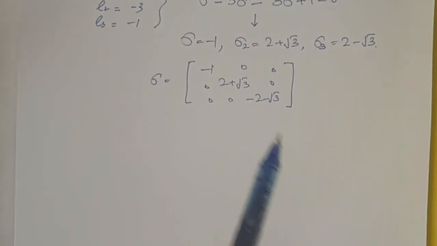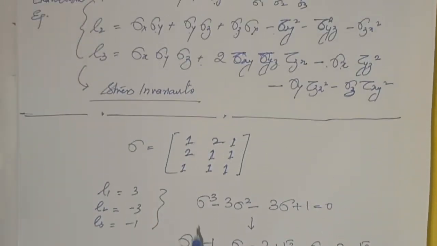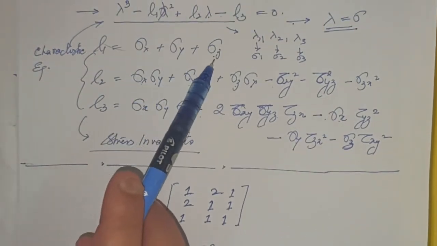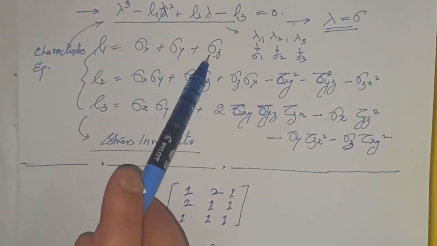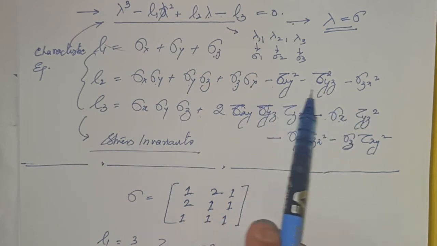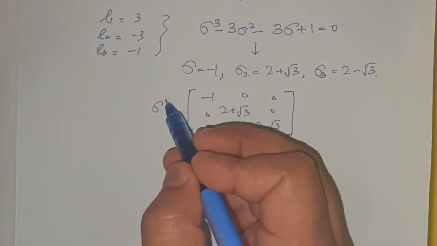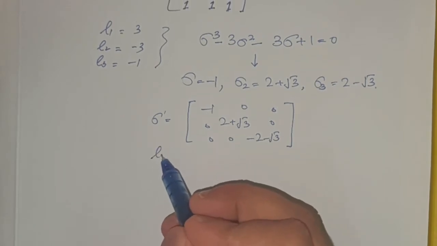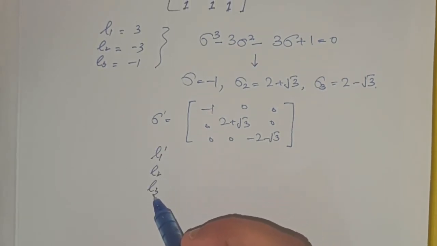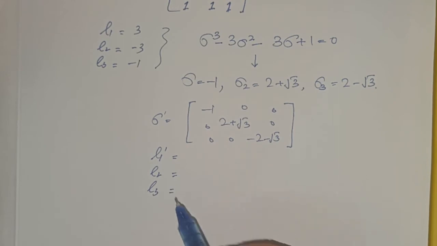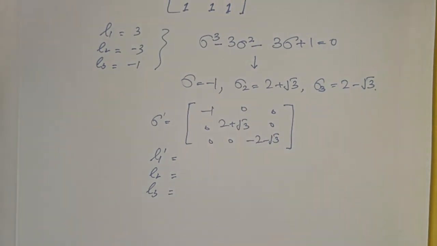So with this stress matrix, you can put sigma x, sigma y, sigma z. You can put sigma 1, sigma 2, sigma 3, and the shear stresses will vanish, and obtain the L1, L2, L3. So if this is dash, then L1 dash, L2 dash, and L3 dash, and you will find that these are the same.